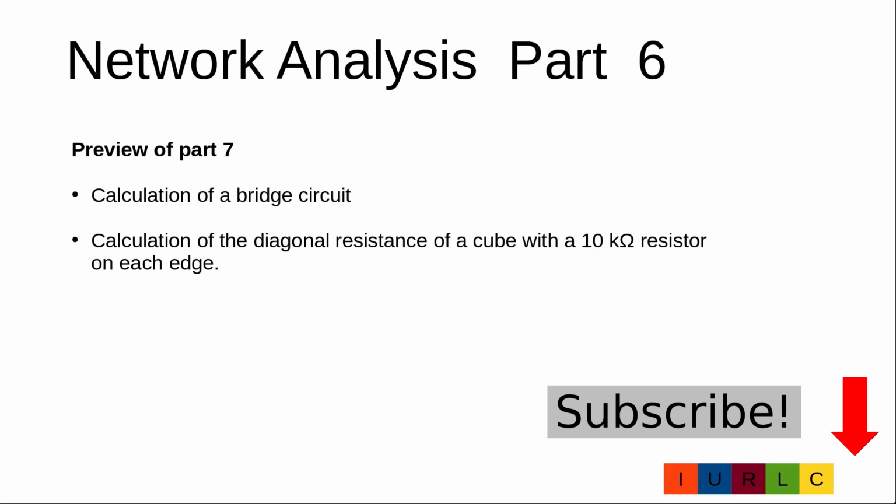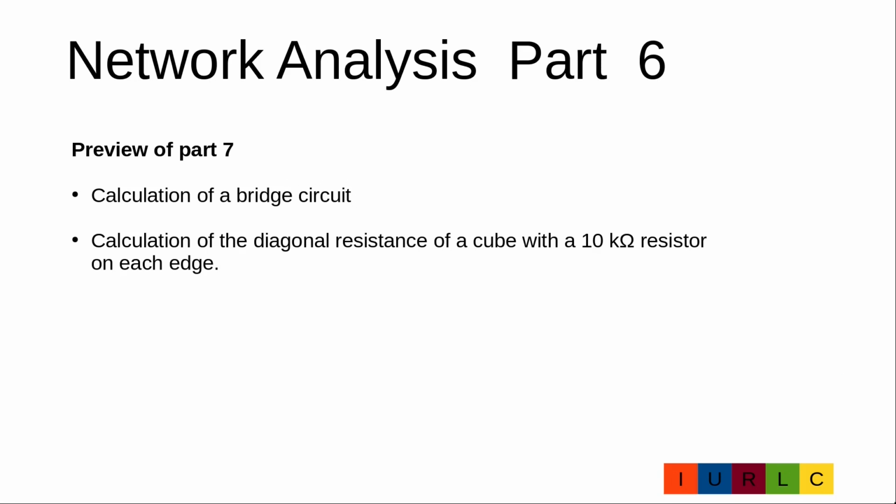Today we have derived the formulas to transfer a Wye connection into a delta connection and vice versa. In part 7 we will use the transfer formulas to do some calculation of a bridge circuit and calculate the diagonal resistance of a cube with a 10K resistor on each edge.